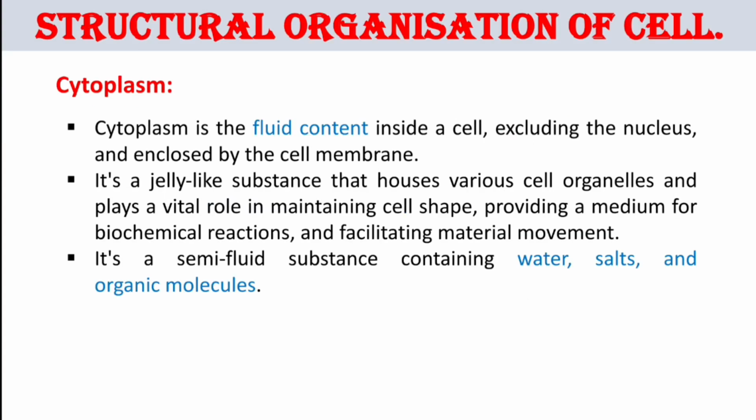Next, cytoplasm. Cytoplasm is the fluid part of a cell. It is enclosed by the cell membrane, and it is a jelly-like substance that houses various cell organelles and plays a vital role in maintaining cell shape, providing a medium for biochemical reactions and facilitating material movement. It's a semi-fluid substance containing water, salts and organic molecules.